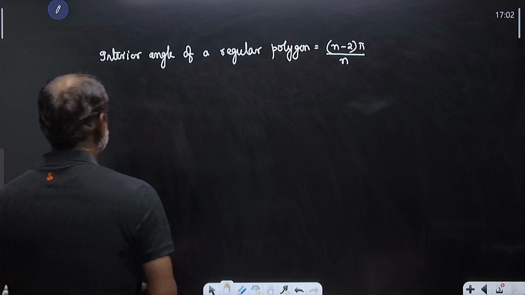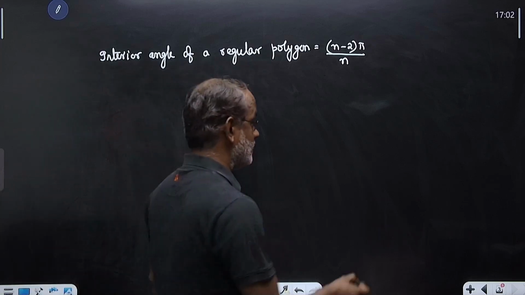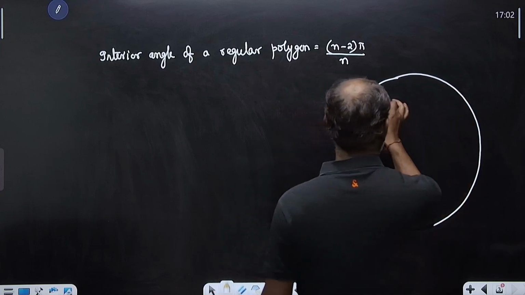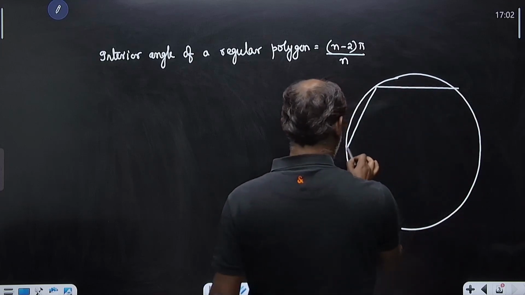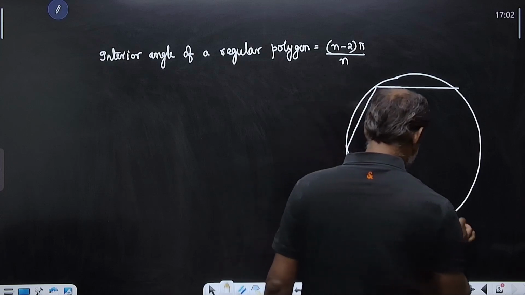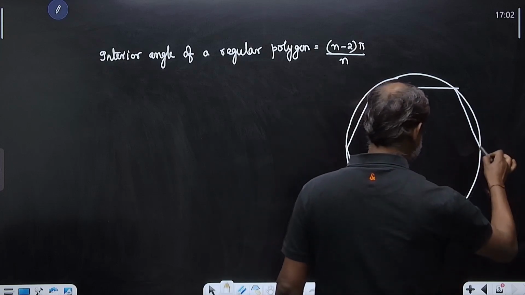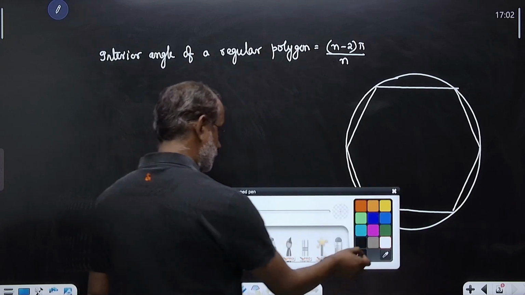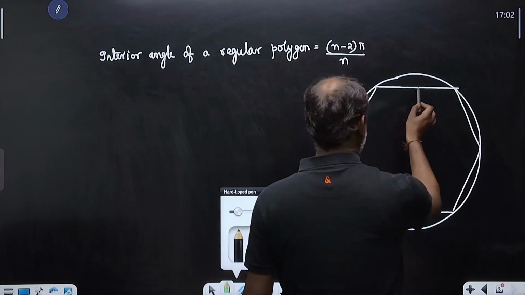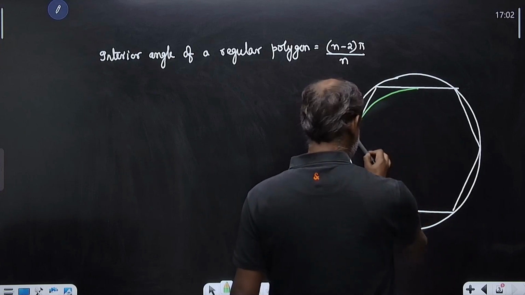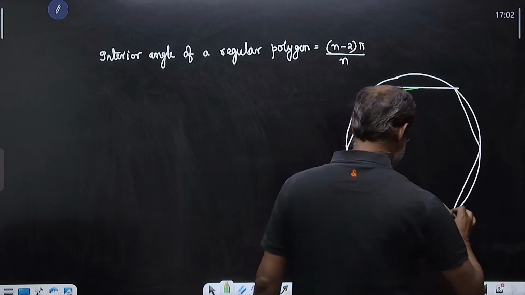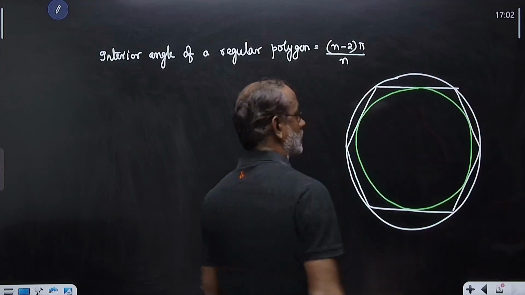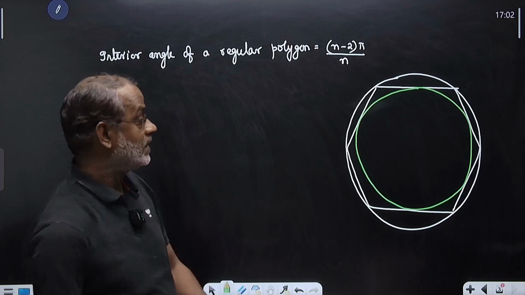Now, regular polygons have an incircle as well as a circumcircle. See, let me draw a circle, and for simplicity, let me draw a hexagon, say a regular hexagon inside it. Okay. So, it also has an incircle. So, regular polygons have an incircle as well as a circumcircle.